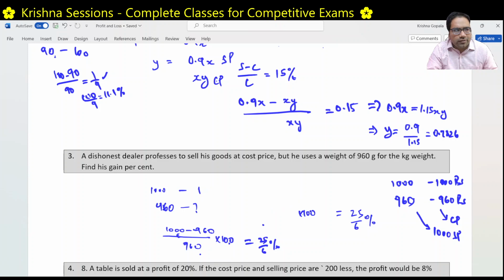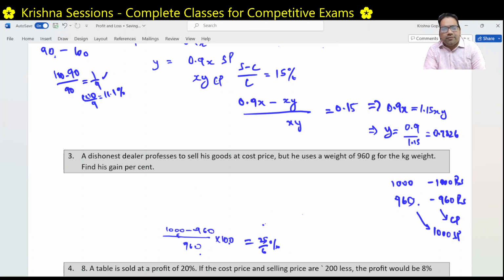No need to worry about all of this. So simply assume for 1,000 grams, it is 1,000 rupees. That means for 960 grams, it should have been 960 rupees. The cost price is 960 rupees. Right. Let's assume for 1,000 grams, the cost price is 1,000 rupees. For 960 grams, the cost price will be 960 rupees.